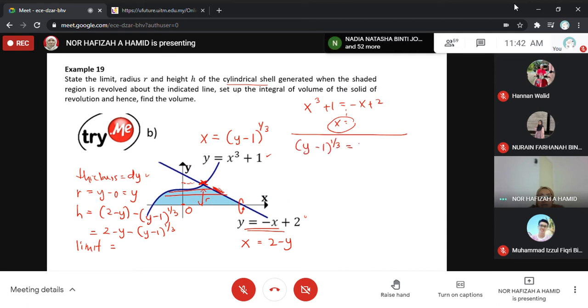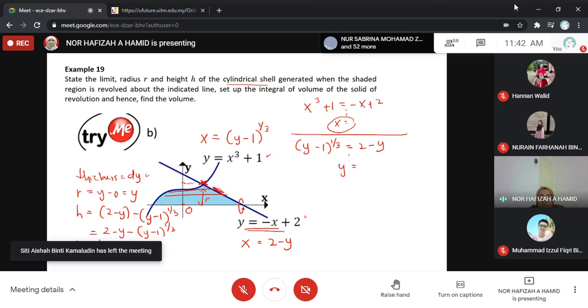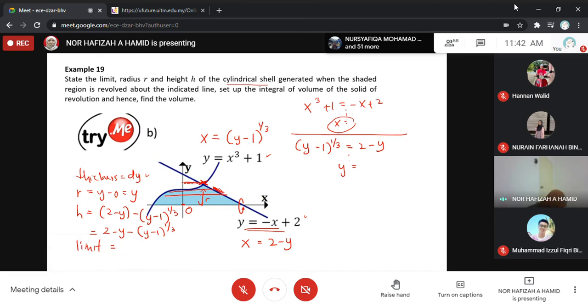So directly solve the y equation, equal to 2 minus y also works. Then transfer everything to one side as well. After that you can solve for y. Then you will get y, and once you get y, automatically you will get the limit here. Okay. So the limit for y is 1.318. So the limit is from 0 until 1.318.